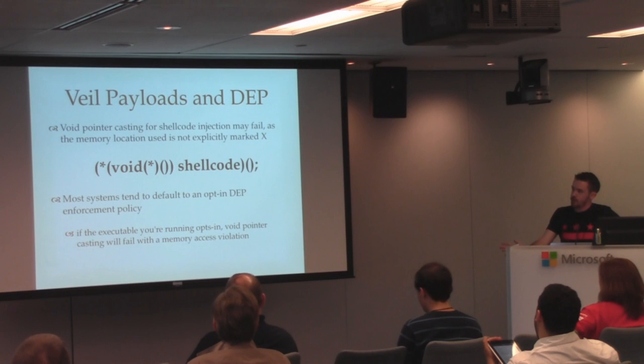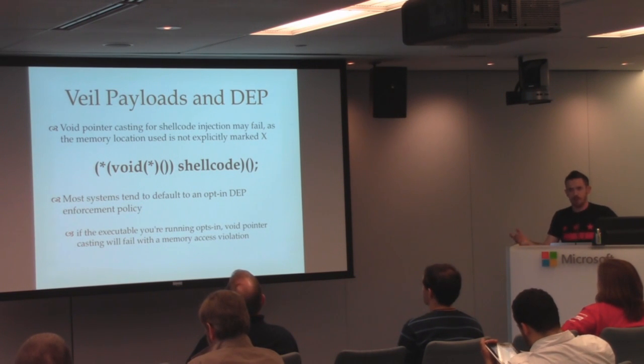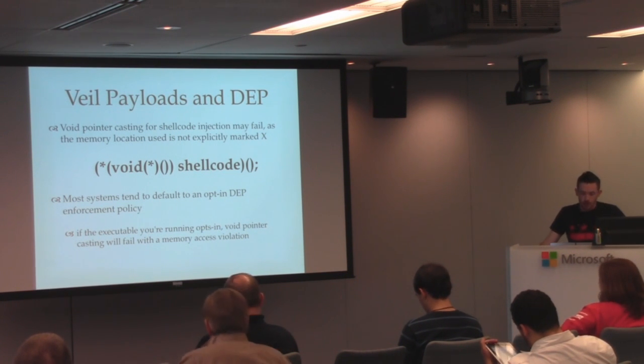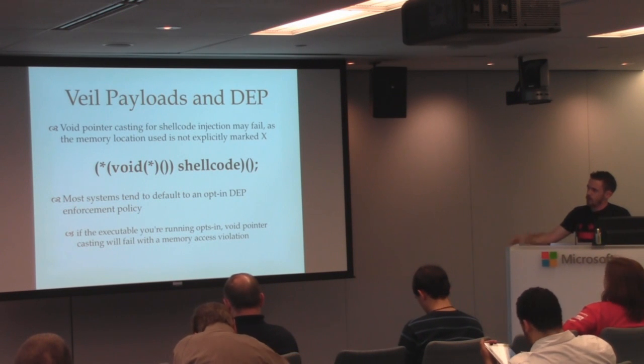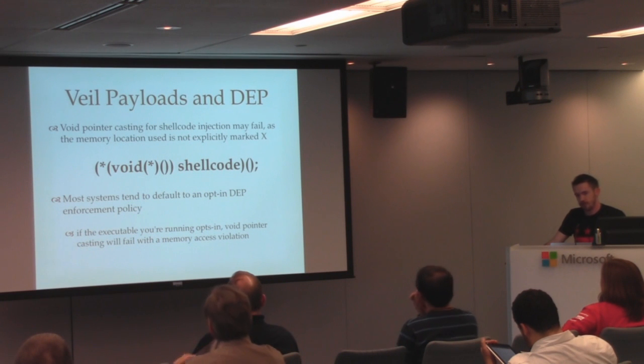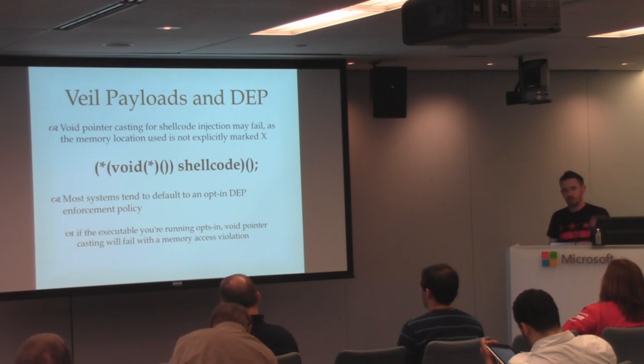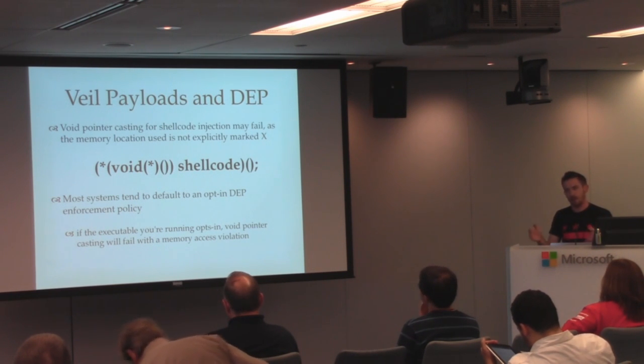One of the methods in Veil-Evasion for some of the Python payloads uses void pointer casting for shellcode injection. Whenever you see tutorials on how to write shellcode, this is the most basic way. You basically just jump the execution to it. But in some of these payloads, this can fail because the memory location is not explicitly marked as executable. Alternatively, the other way that people tend to inject shellcode is using VirtualAlloc, RtlMoveMemory, CreateThread and all that kind of stuff to manually allocate a chunk of memory as read-write-executable.